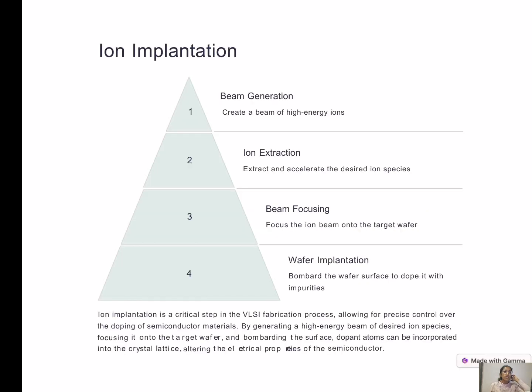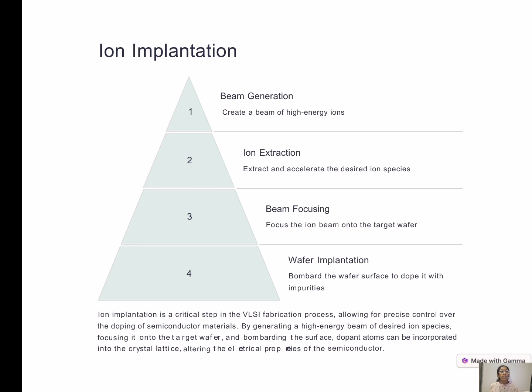Okay. Now, as you're seeing, that is ion implantation. There are 4 steps. At first, beam generation, that is creating a beam of high energy ions. Ion extraction, that is extracting and accelerating the desired ion species. And beam focusing, that is our third step, focusing the ion beam onto a target wafer. And wafer implantation, that is bombarding the wafer surface to dope it with impurities.